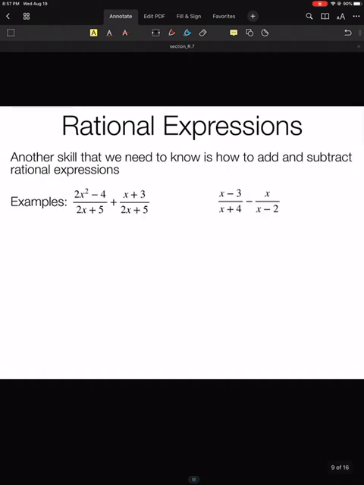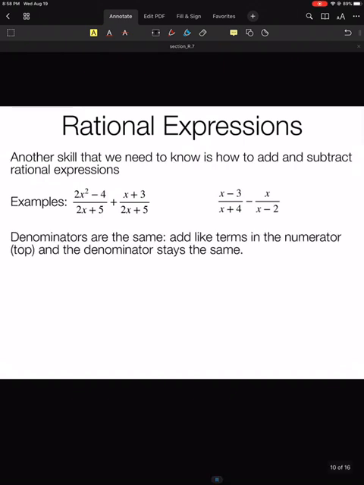So examples of what I mean by adding and subtracting rational expressions. We saw on the left, I have 2x squared minus 4 over 2x plus 5, and then plus x plus 3 over 2x plus 5. So that's an example, and there's also a subtraction example on the right for your reference. There are a couple of different situations that you'll find yourself in when you're adding and subtracting rational expressions. The one that you're hoping for is when the denominators of both rational expressions are the same.